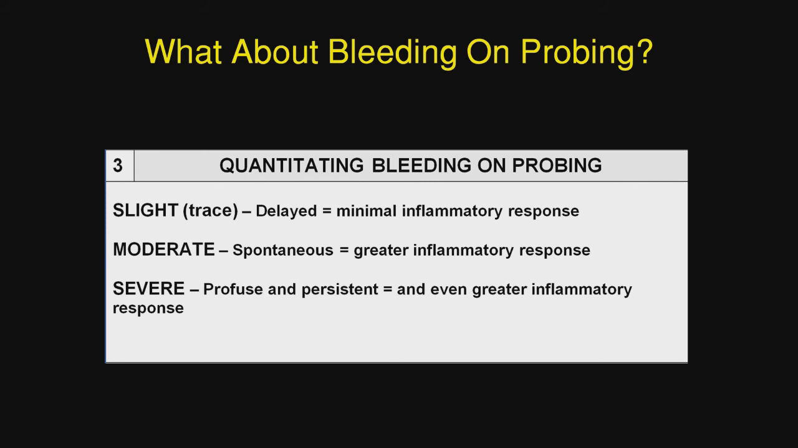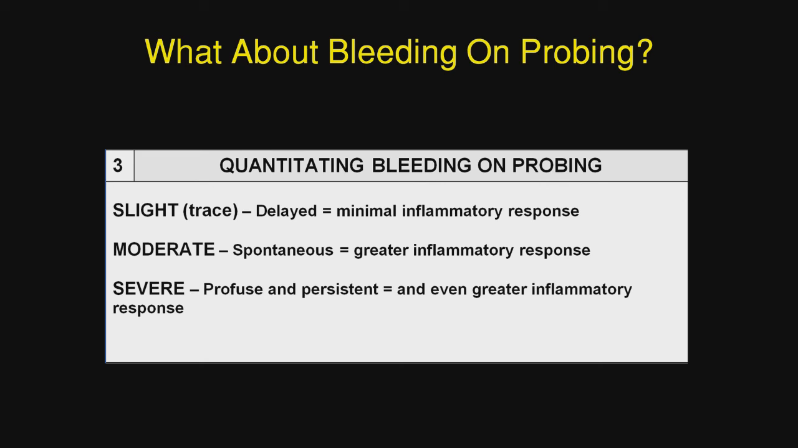What about bleeding on probing? We want to quantitate bleeding on probing. Slight bleeding on probing is a trace. It's delayed. It means there's minimal inflammation and therefore not very significant. A typical example would be on the mandibular left, you probe tooth number 18, you see no bleeding on probing. You probe tooth number 19, you see no bleeding on probing. But when you get to tooth number 20, maybe on 18 or 19, a little blood has oozed out. Really not significant, but we do need to be aware that there was some bleeding on probing.